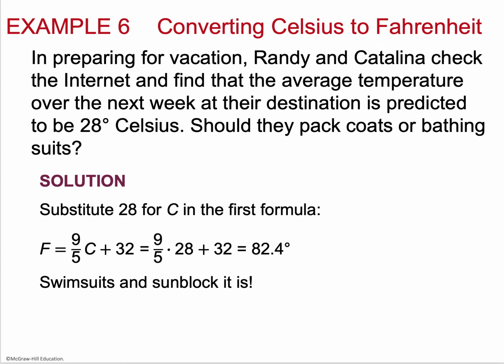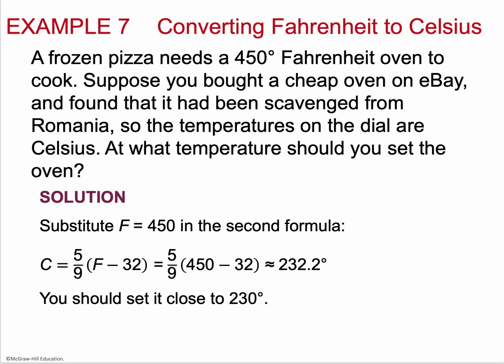So here's how it actually works in practice. In this example problem, I have 28 degrees Celsius, and I want to convert that into something meaningful in Fahrenheit because I don't have any frame of reference for how warm 28 degrees Celsius is. So I'm going to do 9/5 times 28 plus 32 using my formula, and I get 82.4 degrees. Now it makes sense to me that if it's 82 degrees, you can wear a swimsuit and have sunblock.